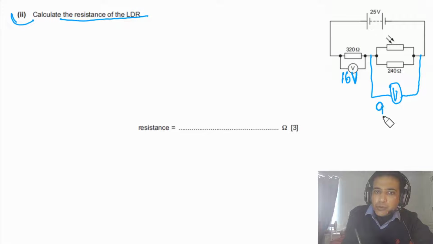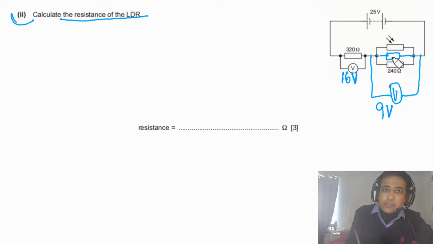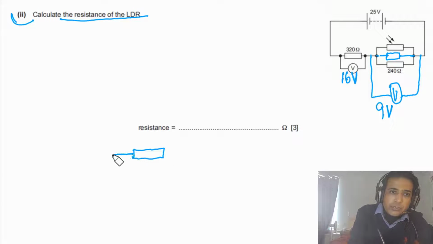So the reading on this voltmeter has to be 9 volts, because the sum of these two has to be equal to 25 volts. Now we can also imagine an effective resistance here that can replace these two resistors. We can say the resistance of this effective resistance, which we can draw here, is capital R, and we have a PD across this one that is equal to 9 volts.